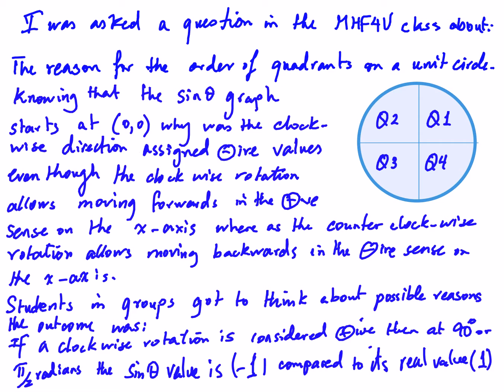So I gave it to students to think about in groups, and they thought about possible reasons for that outcome. What they came up with was, if a clockwise rotation is considered positive, then at 90 degrees or pi by 2 radians, the sine theta value is negative 1 compared to its real value at positive 1.